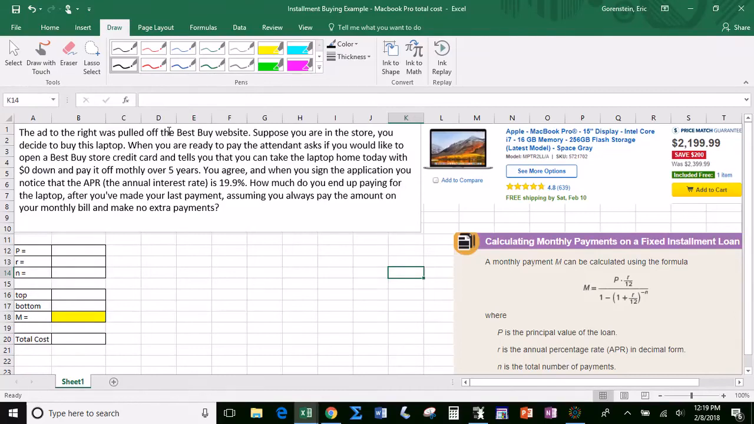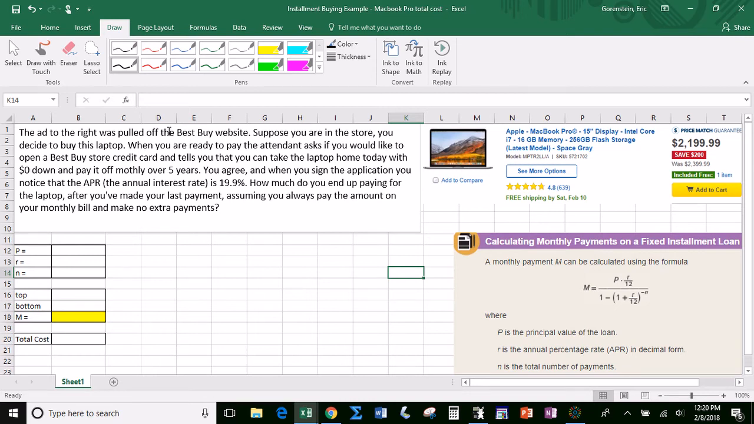Okay, so in this problem we have a situation that's pretty realistic. Some, if not all of you, have probably experienced this at some point. You're in a store, you are attempting to buy something, and the person at the till asks you if you would like to open up a store credit card.